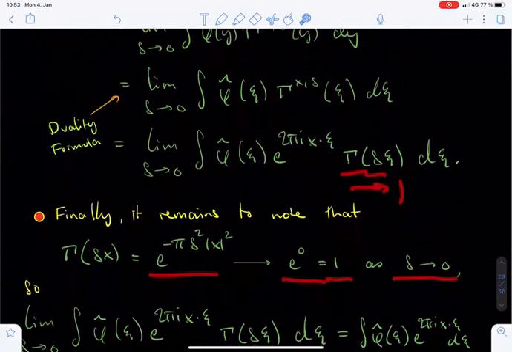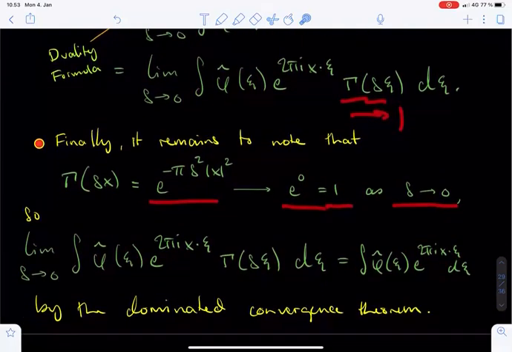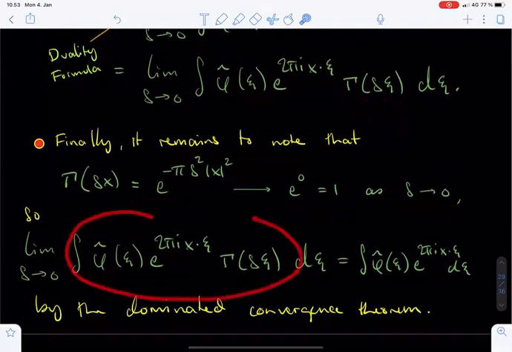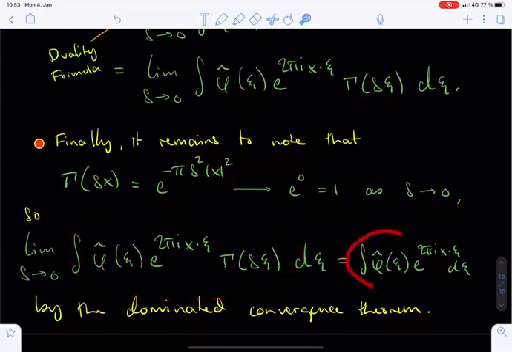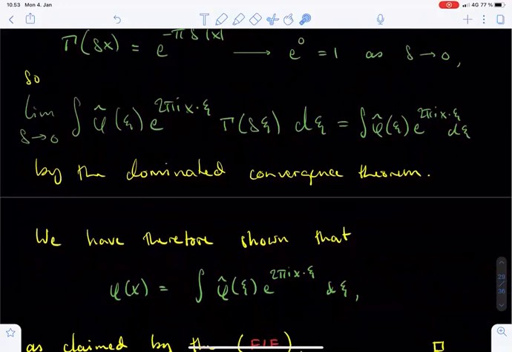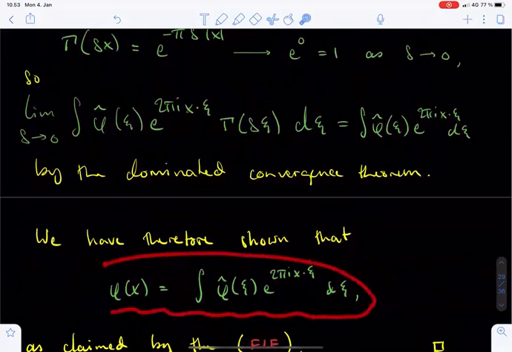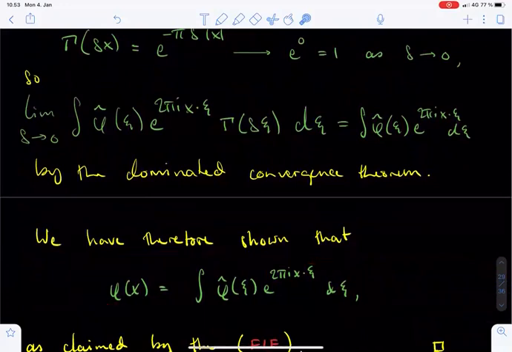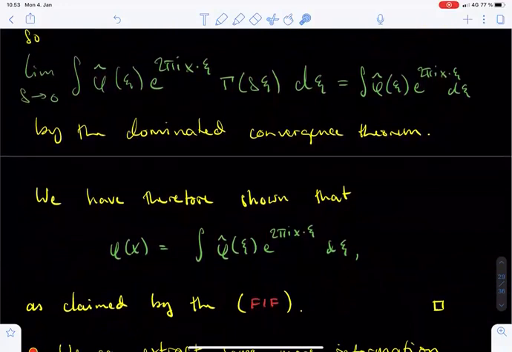Finally, it follows from the dominated convergence theorem that as delta tends to 0, the integral tends to the correct right-hand side of the Fourier inversion formula, namely the integral of hat phi at xi times e to the power 2 pi i x dot xi dxi. We have now shown that phi of x equals the integral of hat phi at xi times e to the power 2 pi i x dot xi dxi. And this completes the proof of the Fourier inversion formula for Schwarz functions.